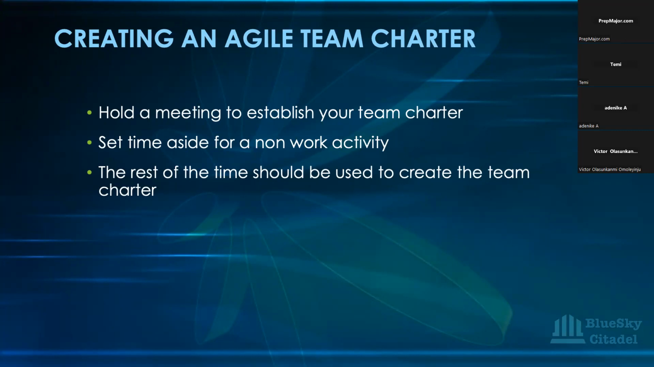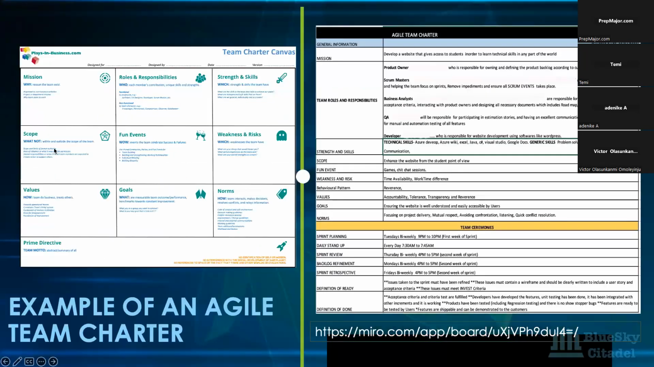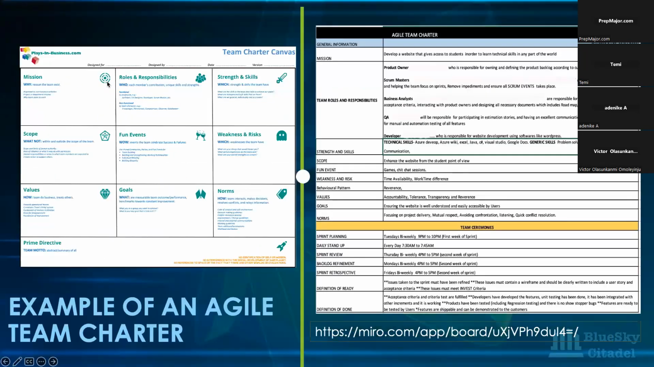And then I was going to show some examples of other team charters. This is one example I got off the internet. It shows the mission, the roles and responsibilities, what should be in them, weaknesses and risks, the goals, the values, the norms. And this is another example, a documentation of the team charter done by a team in Blue Sky. Their mission, their strengths, their scope, their behavioral pattern, the time for their sprint ceremonies.